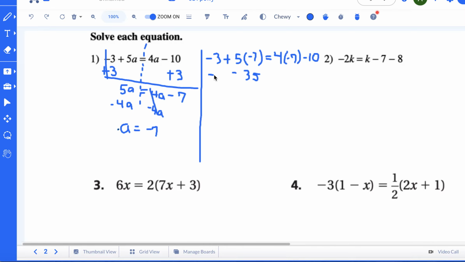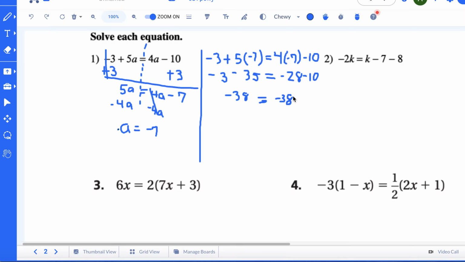And then we bring down this minus 3 here in the front. Negative 3 equals 4 times negative 7, which is negative 28. And I'm going to bring down this minus 10, or negative 10, here on the right hand side. Now, negative 3 minus 35 gives me negative 38 equals negative 28 minus 10, which is also negative 38.